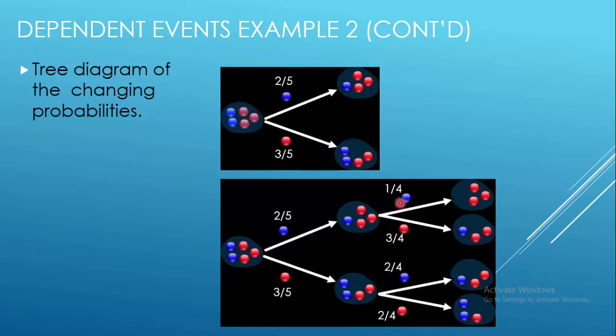But here the chances are different. So because it is without replacement, the second draw depends on the first draw. So we call them dependent events.